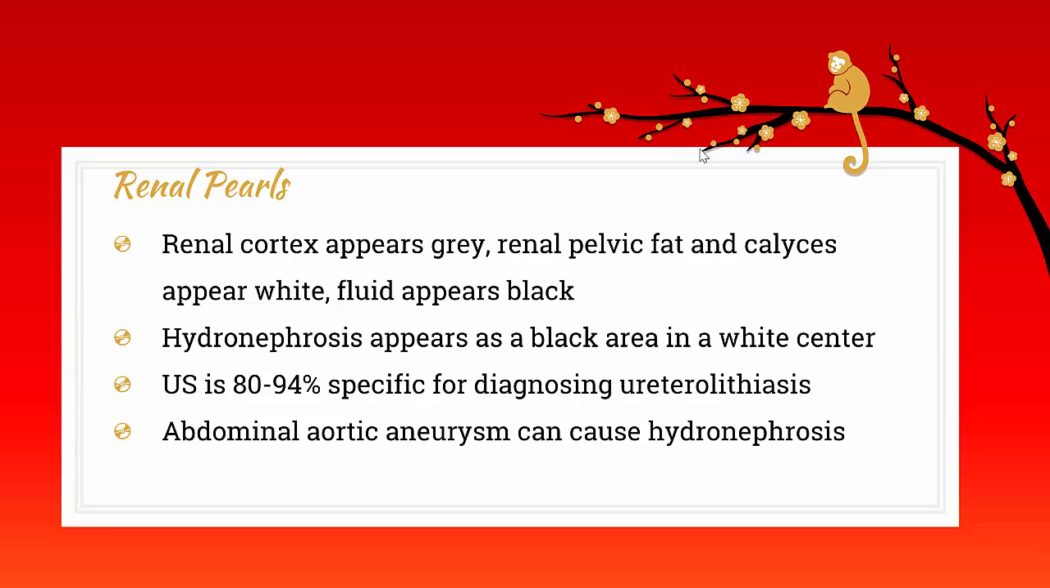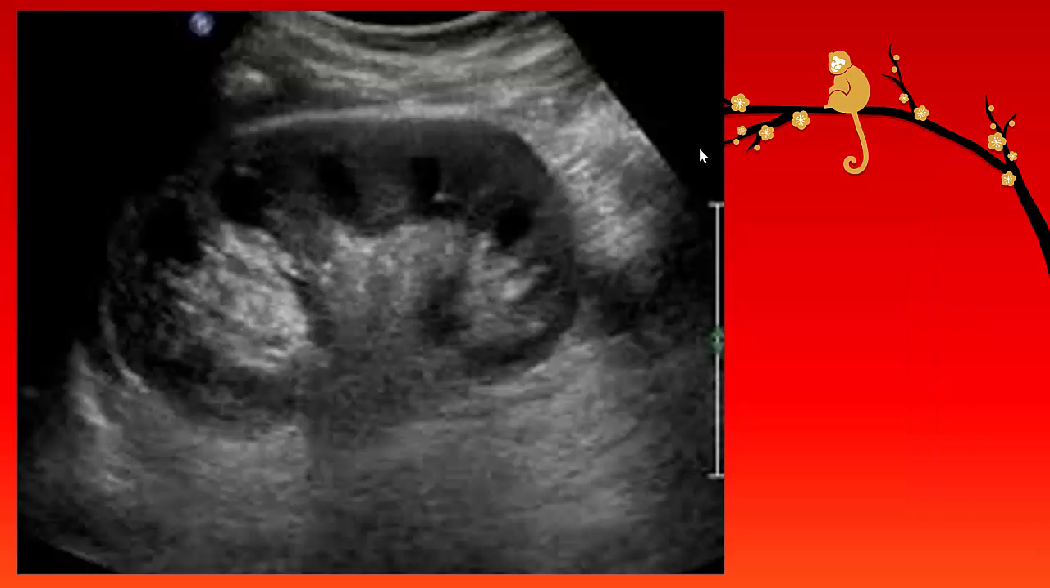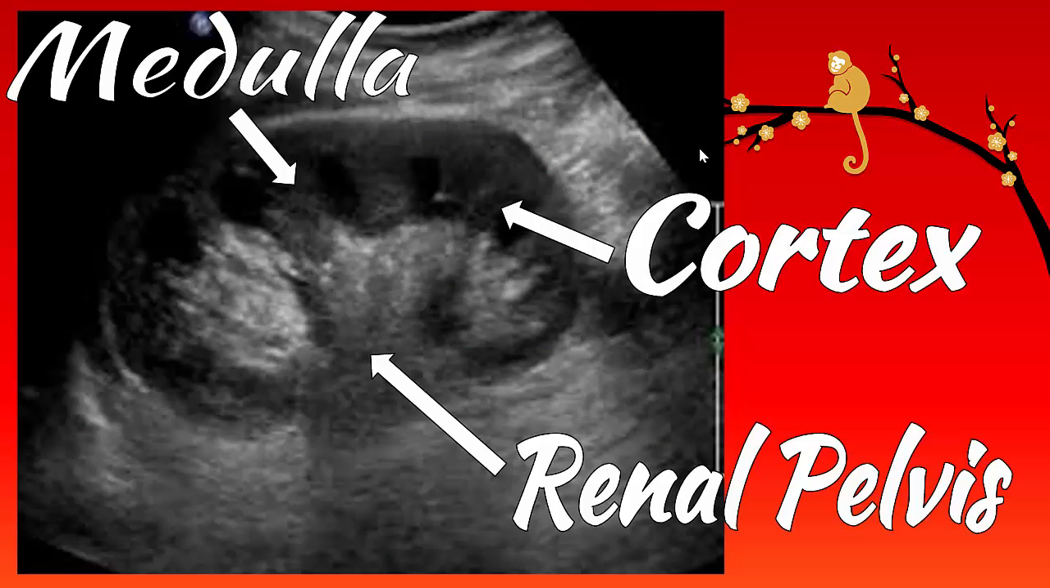Hydronephrosis will appear as black puddles in the white renal calyces. Remember, an abdominal aortic aneurysm can cause hydronephrosis, particularly on the left. So if hydronephrosis is found on ultrasound, quickly scan the abdominal aorta to ensure that there is no aneurysm present. So this is your normal renal anatomy on ultrasound. As demonstrated here, you can see the cortex and the medulla, which appear gray, surrounding those whiter renal fat and calyces. You should not see a significant amount of black regions within the renal pelvis there.